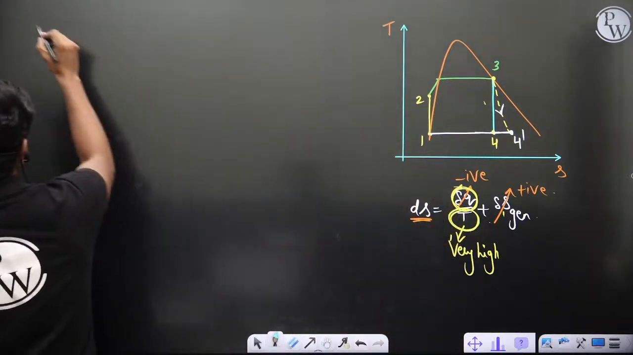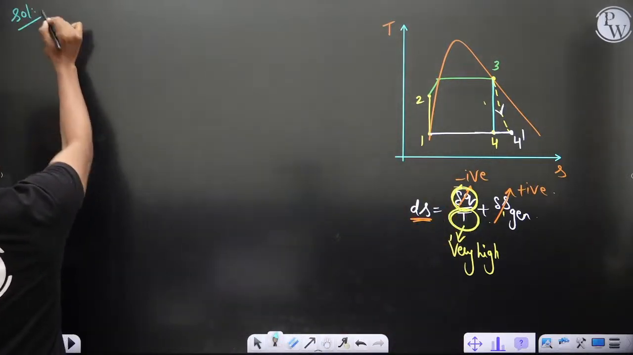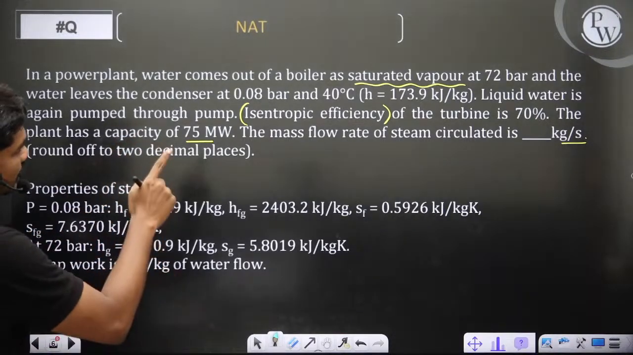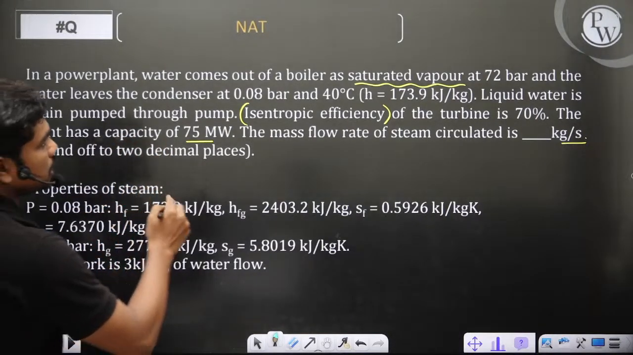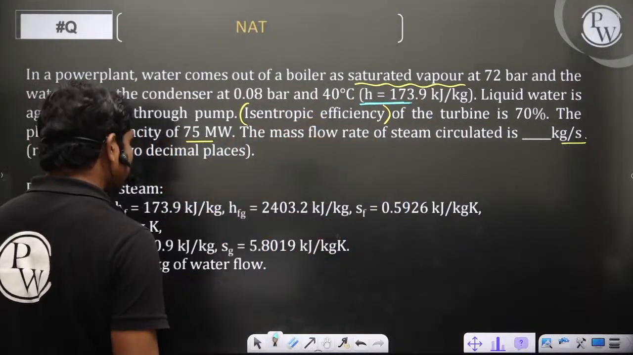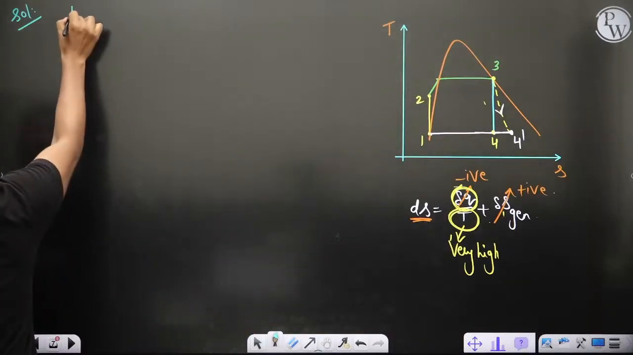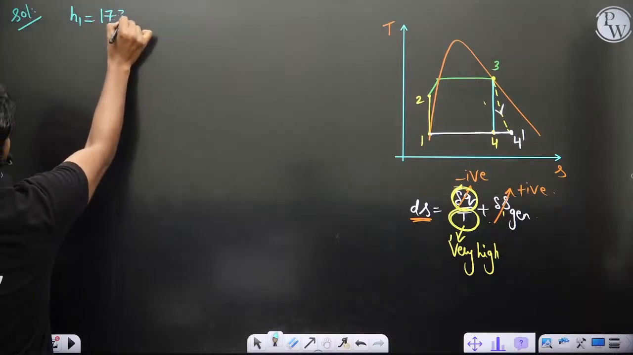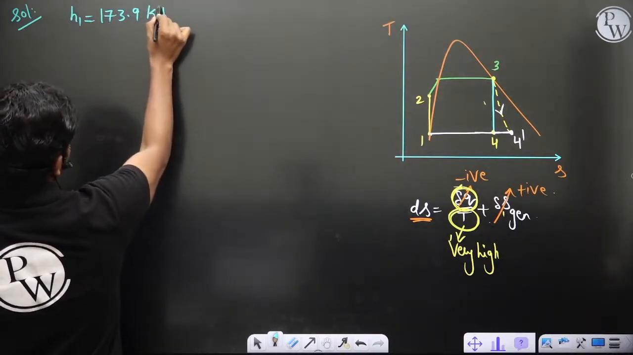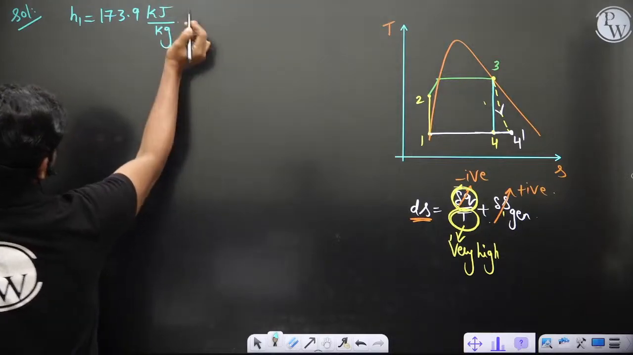They have given isentropic efficiency. So let us see what this isentropic efficiency is. Water leaves the condenser at 0.08 bar and 40 degrees Celsius. So this is the exit enthalpy of the water. So H is equal to 173.9. So H1, because this is the exit enthalpy of the condenser. Maybe it can be somewhere here also, we don't know, but this is the exit enthalpy. So this is H1.